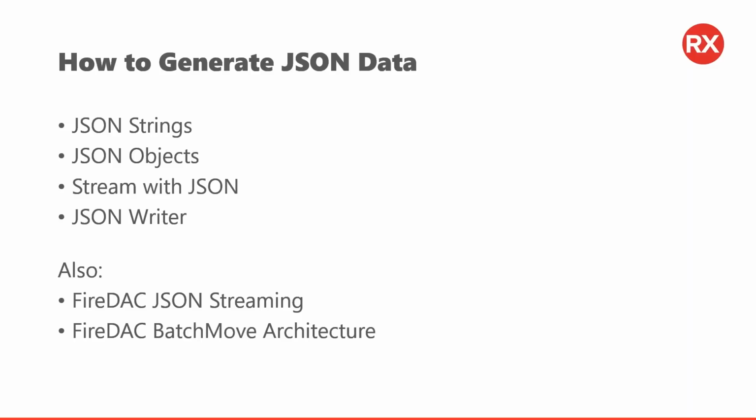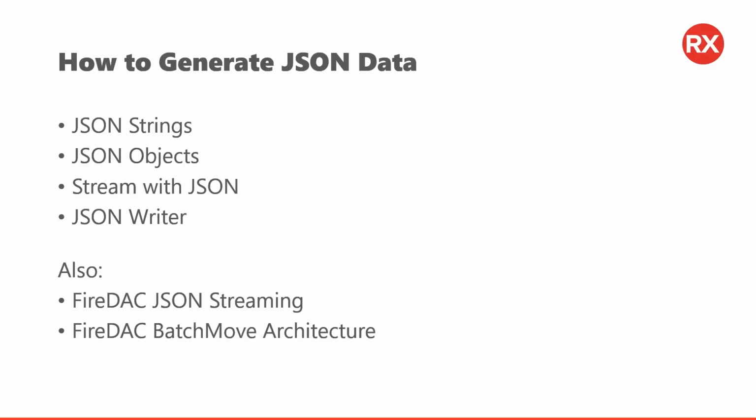What we added, I think was in either 10.1 or 10.2, is an extension to the batch move architecture, which generally is an architecture for copying a data set into a different data set, into a different representation of the same data set. For example, you can use it for running a query against Oracle and then insert the results into SQL Server. But you can also go from comma delimited file to Oracle, or Oracle to comma delimited file, or any other combination. And what we've added is support for writing to JSON.